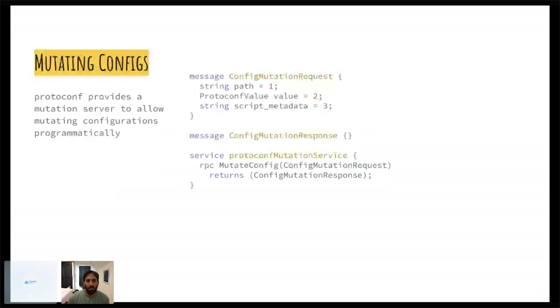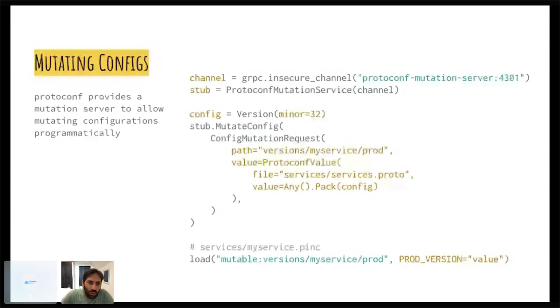This is the mutation RPC. You can just connect to the mutation server and alter the configs. When we look at the code, the upper part is how you connect and make an RPC change through Protoconf, and down below is how you load the config into the Starlark code, and then from there you can do whatever you want to do.